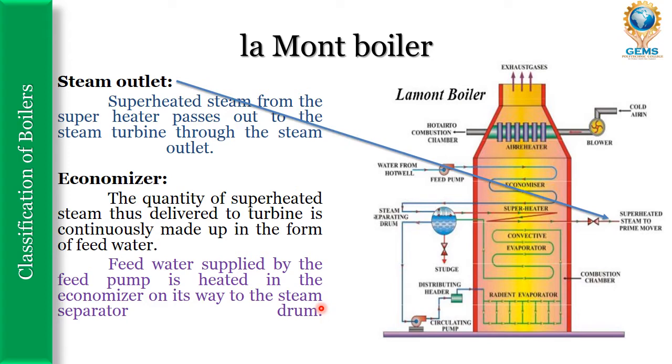Next comes the steam outlet. So this is the superheated steam to the prime mover. This is the steam outlet. The superheated steam from the superheater passes out to the steam turbine through the steam outlet.